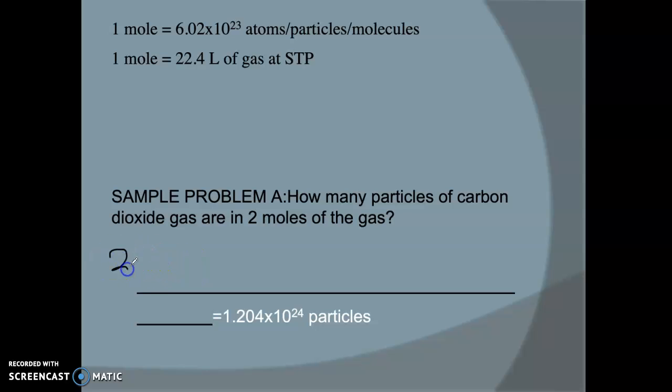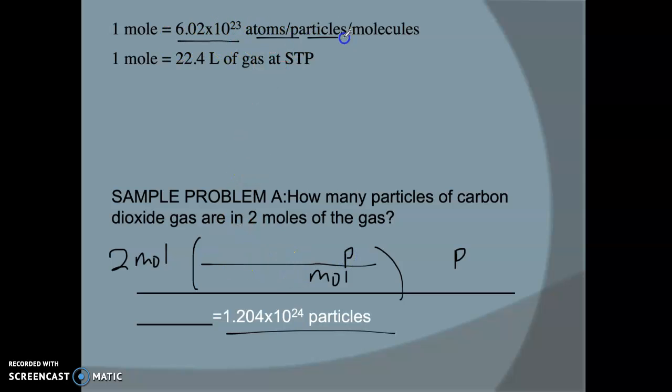This is the same thing as what we did before. I have 2 moles, right? And I want particles. That's going to be the final answer. So particles, I'm just going to put P here. What I know is down here, I have moles to cancel, and then particles, P, will be on top. Notice it's 6.02 times 10 to the 23rd atoms, particles, or molecules for 1 mole, so 1 is going to go down here with moles, and 6.02 times 10 to the 23rd is going to go on top.